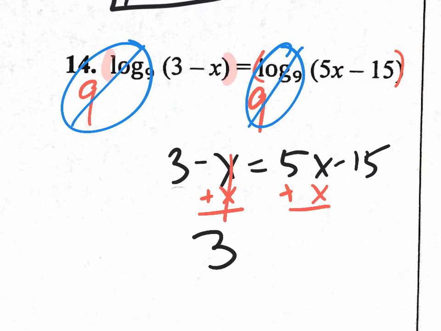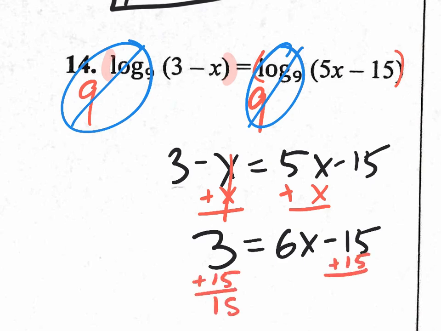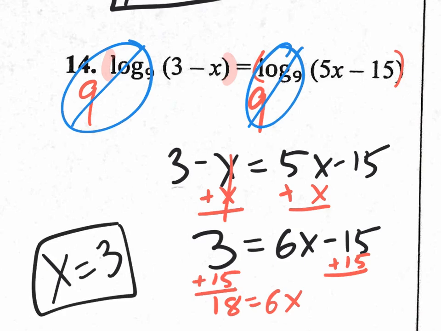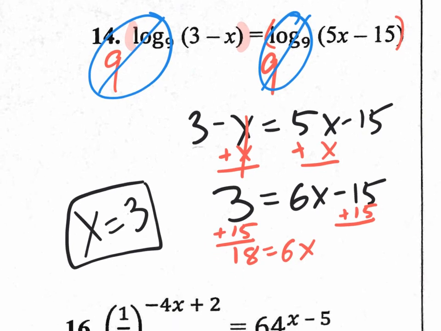We end up with 3 equals 6x minus 15. Then get rid of that minus 15 on the right side, plus 15. We're going to end up with 18 equals 6x, which means that your final answer is going to be x equals 3. Because you'd have to divide both sides by 6, and you get x equals 3. Now, is that the answer that I want to write down on my answer column?